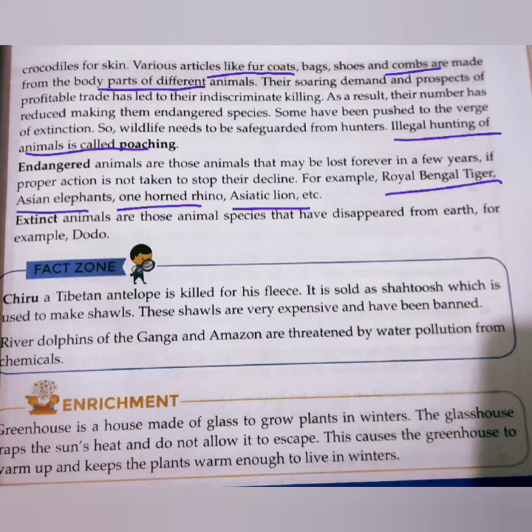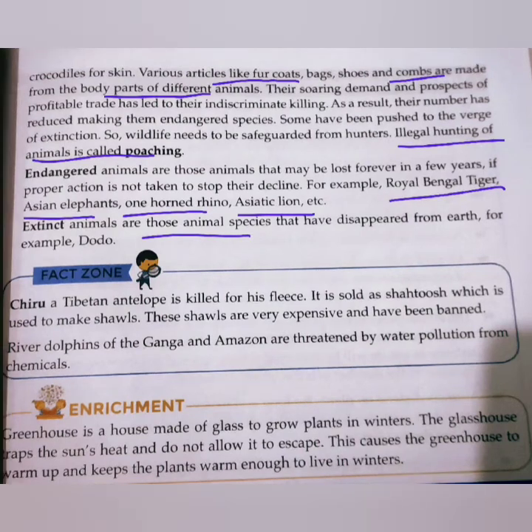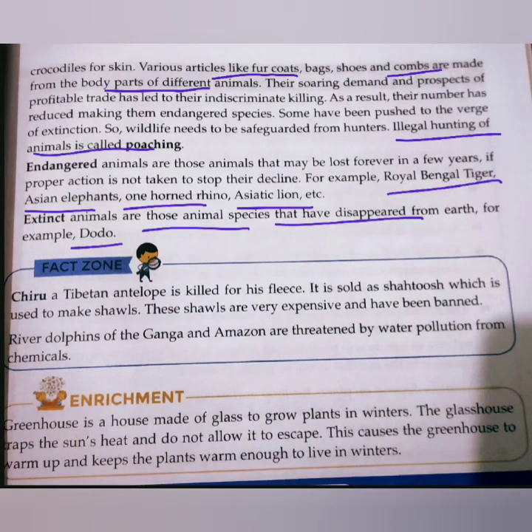Some animals have already become extinct. Extinct means animals that have already disappeared from earth. An example is the dodo. The dodo is an extinct animal, which means this species has already disappeared from this earth.